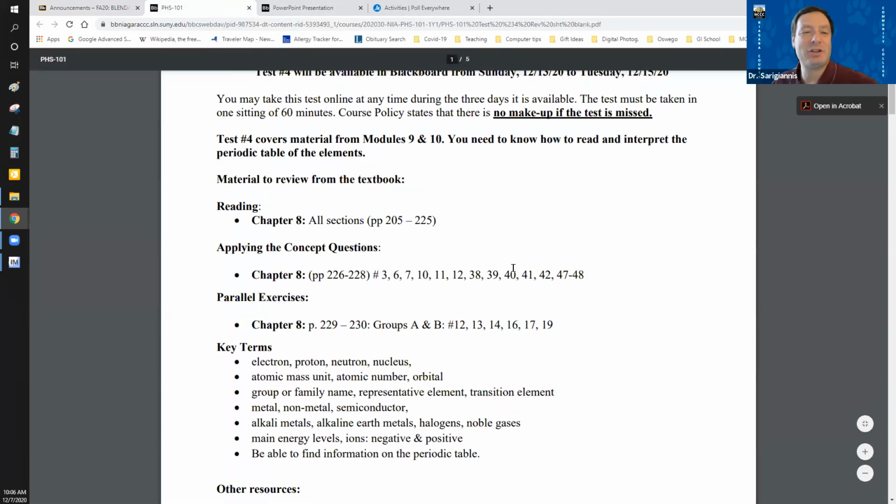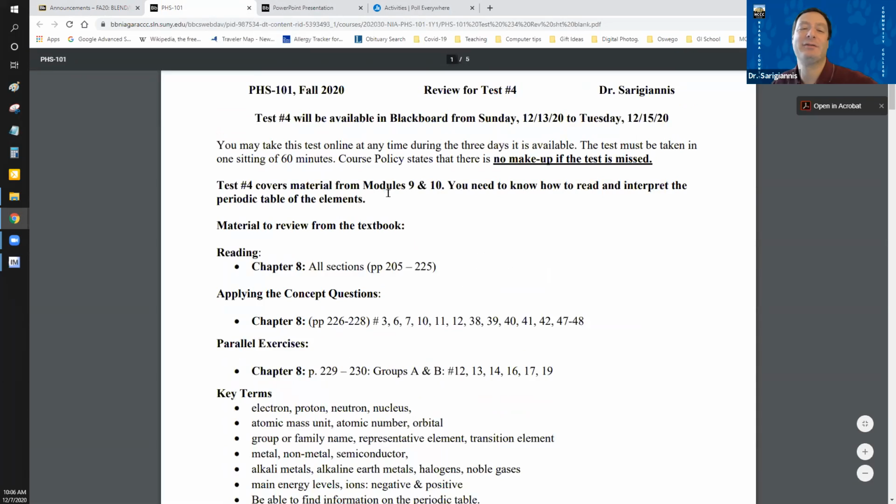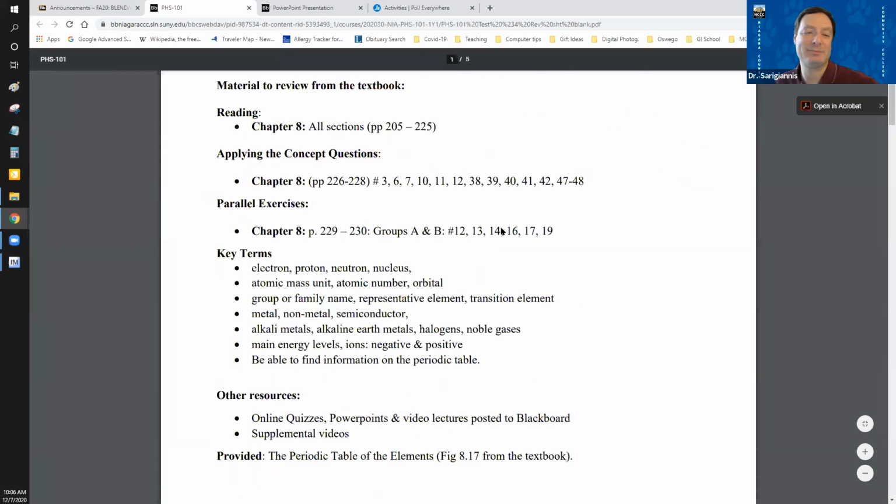Let's see. So test 4 covers basically all of chapter 8, right? Atom and periodic table. And I basically just relisted the concept questions and parallel exercises from both of the module handouts, and all the key terms are here. Now, be able to find information on the periodic table. This is important.